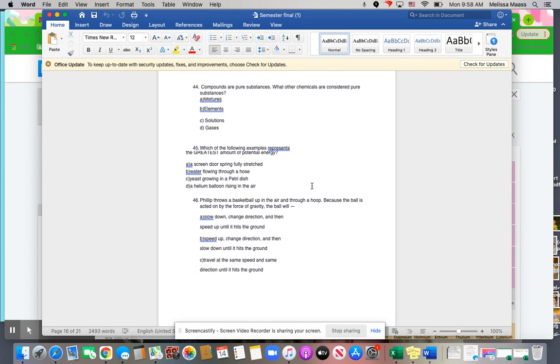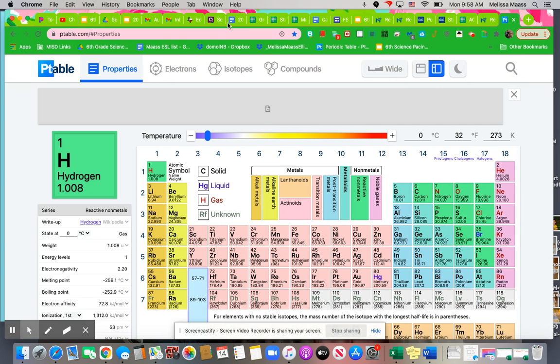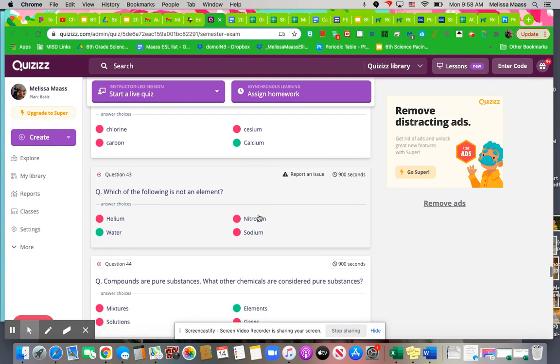44. Compounds are pure substances. What other chemicals are considered pure substances? Your choices are mixtures, elements, solutions, and gases. So compounds are pure substances. What ones are also considered pure substances? That's going to be B, elements, okay? I'm going to actually click back to the actual final.